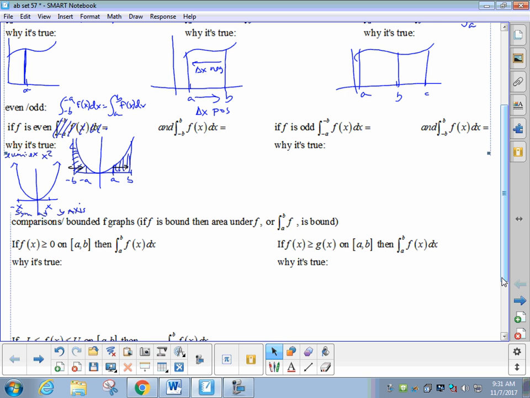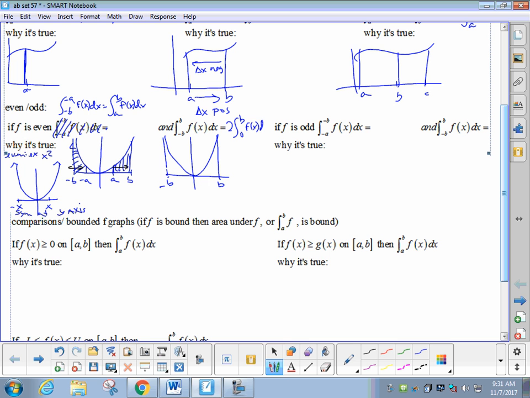If you looked at negative b to b, this one I might have been expecting you to read my mind a little. That's not good teaching. But negative b to b, how would it relate to 0 to b? It would be exactly double 0 to b. Because of the symmetry.